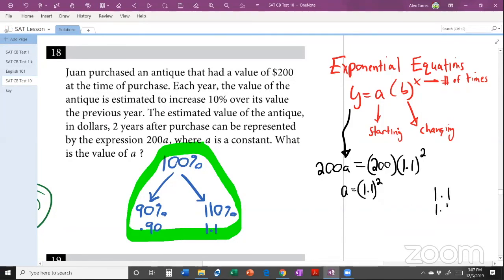So a little long multiplication here. 1 times 1 is 1. 1 times 1 is 1. 0. And now we're multiplying these two. So 1 and 1 again. So we get 121. And there's 2 spaces after the decimals above. So we're doing 2 spaces worth of decimals here. So it's 1.21. And that's the answer to number 18.